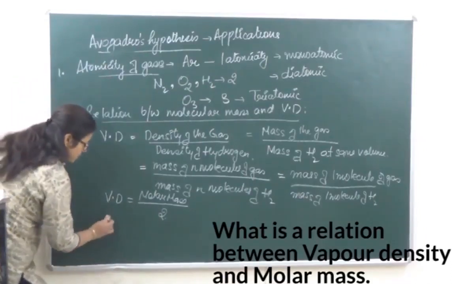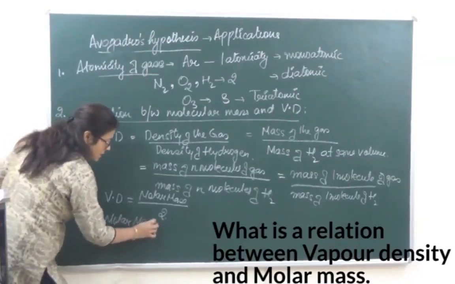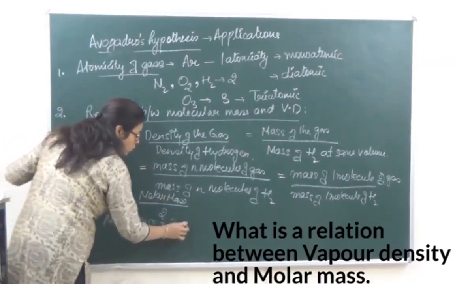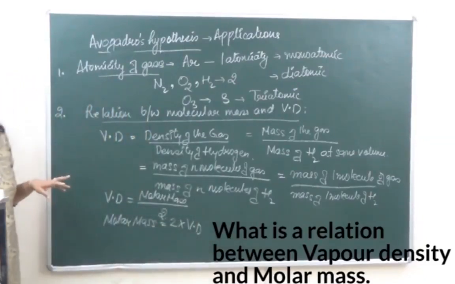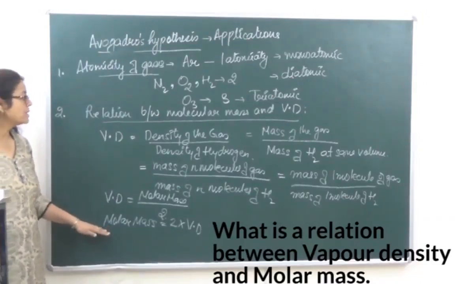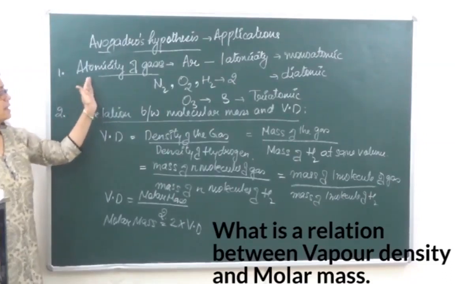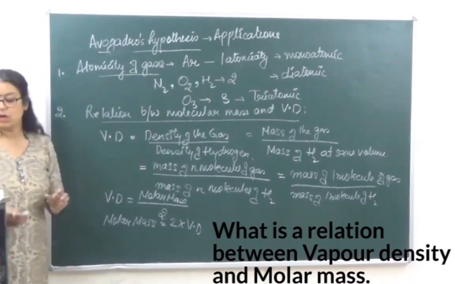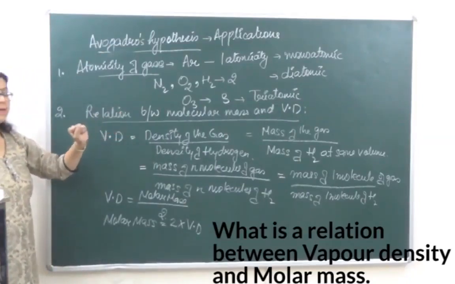We say that molar mass is equal to 2 into vapor density, right? सो दिस इज द रिलेशन जो कि हम लोग यूज करेंगे आगे एम्पिरिकल फॉर्मूला में। सो इस तरह से हमें एवोगैड्रो ने क्या दिया, एटॉमिसिटी ऑफ द गैसेस दे दी और रिलेशनशिप बिटवीन molecular mass and vapor density.